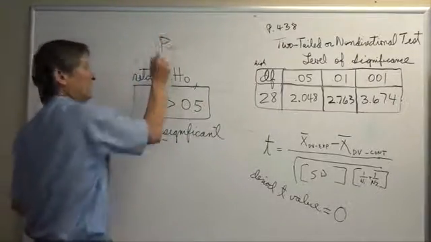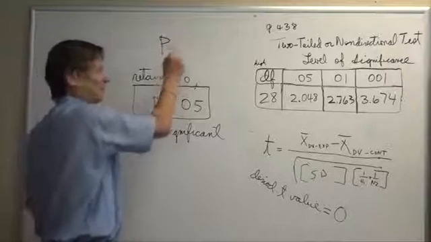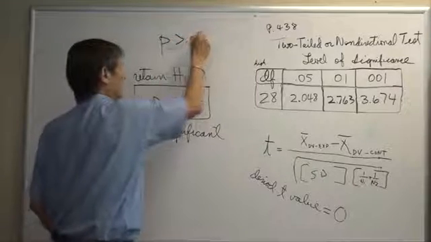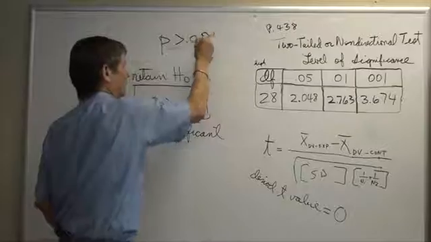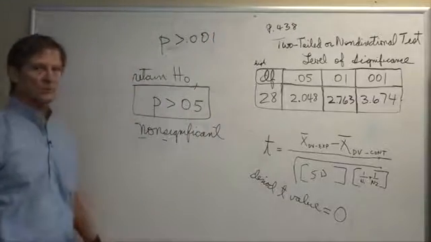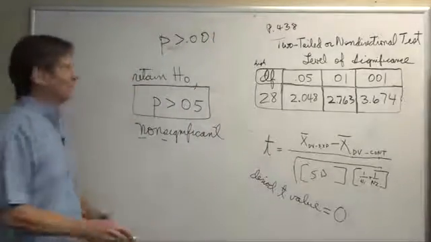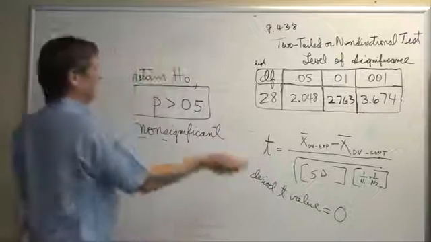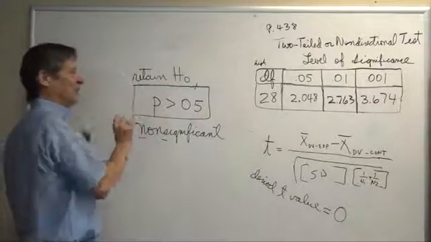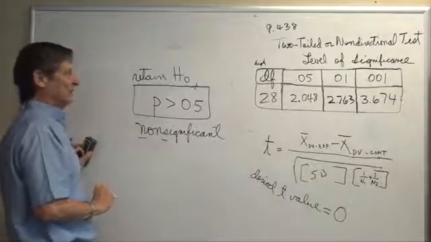When will I see, another trick question, but this is getting less tricky, when will we see 0.001? Good, never. If we retain H0, it's always going to be P greater than 0.05.